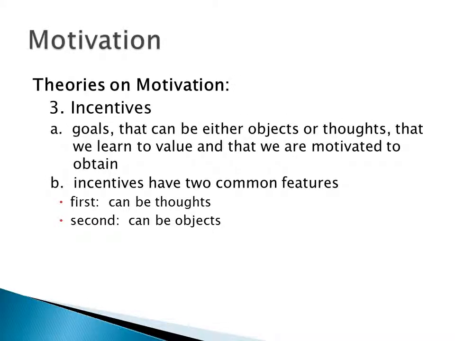The third theory on motivation is incentives. These are goals that can be either objects or thoughts that we learn to value and that we are motivated to obtain. Incentives have two common features. First, they can be thoughts, and second, they can be objects.